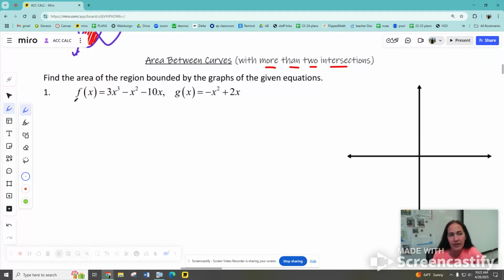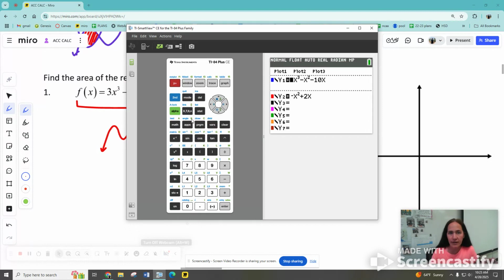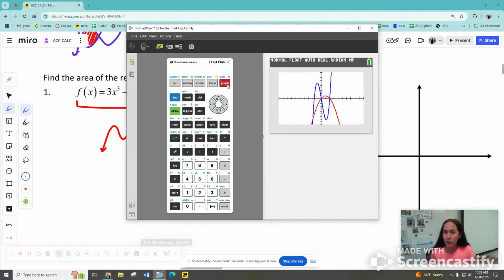You've got f of x is a cubic function with a positive leading coefficient, some kind of S-curve oriented upward. And then you've got g of x is a second degree function, it's a quadratic, and I've got that negative leading coefficient that causes it to open down. So I went in and just to get an idea of what these things looked like, I graphed them in my calculator, and I got what we suspected, the blue function that is an S-curve, and then the red one that's the upside down parabola.